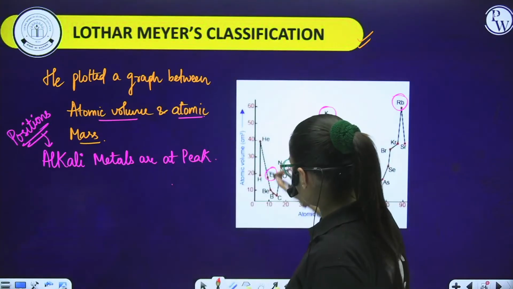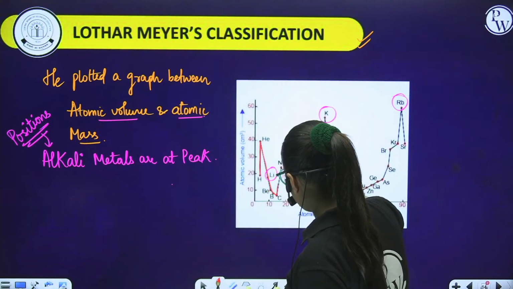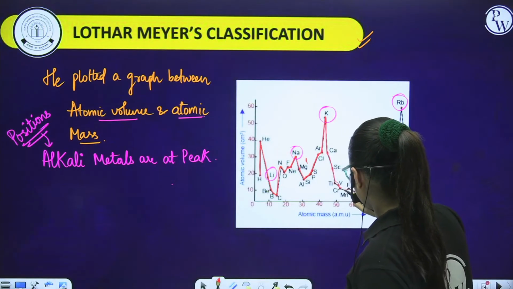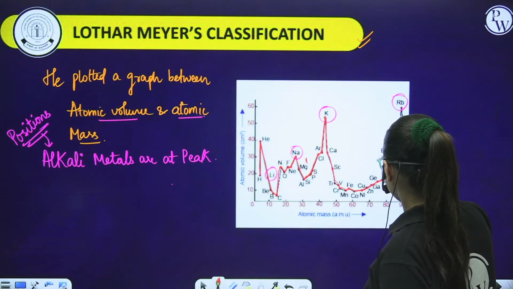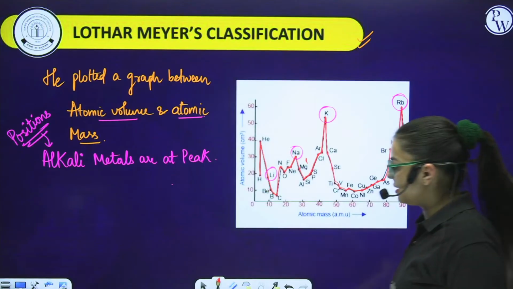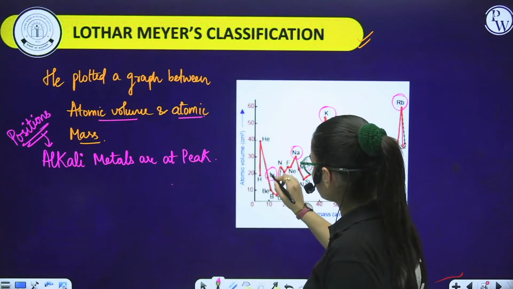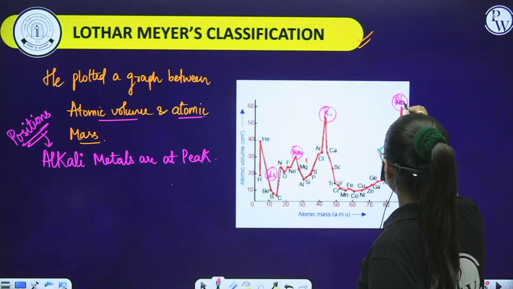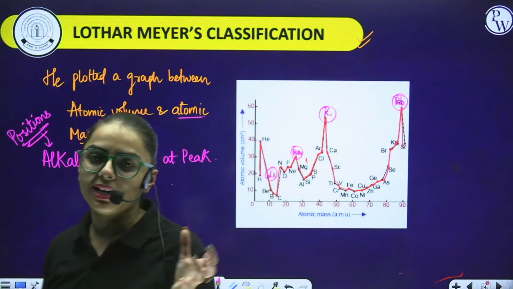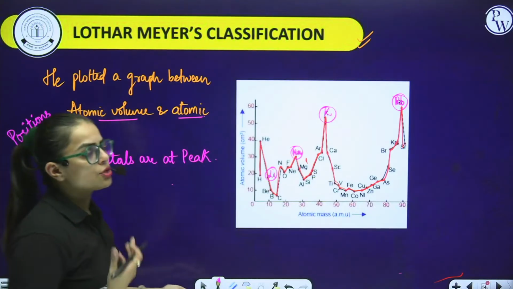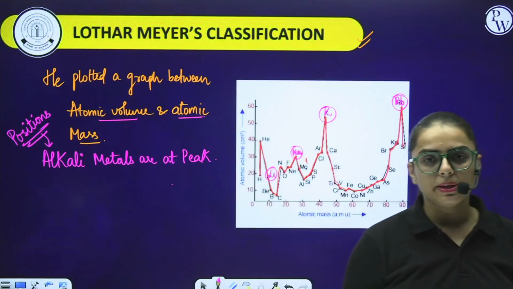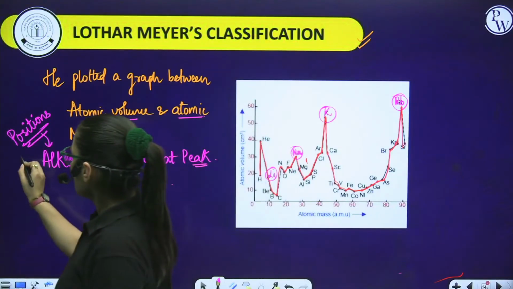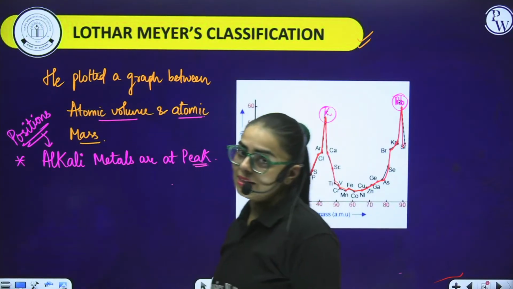Let me draw the graph in detail if you are not able to see it. So the graph basically is like this. Okay, so this is basically the graph, and over here, let me write it. This is lithium, this is sodium, this is potassium, this is rubidium. All of these are alkali metals, the group 1 elements. In the next session you will automatically get to know about it, but all of them refer to the same group. So alkali metals are present at the peak. The very first observation is seen in this case.